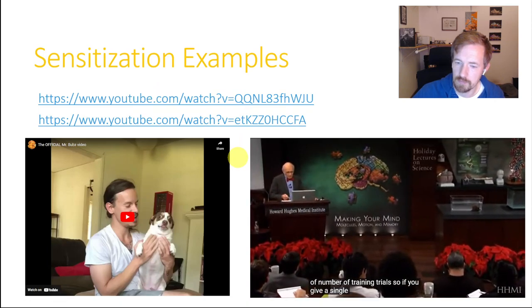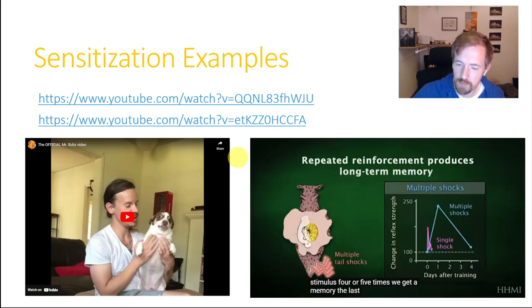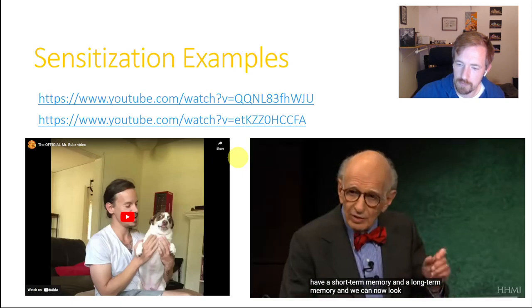The memory for this event is a function of number of training trials. So if you give a single tail shock, plotting here, change in reflex strength is a function of time. The enhancement of the reflex lasts minutes. But if we give the same stimulus 4 or 5 times, we get a memory that lasts a couple of days. So we have a short-term memory and a long-term memory, and we can now look at the difference between them.